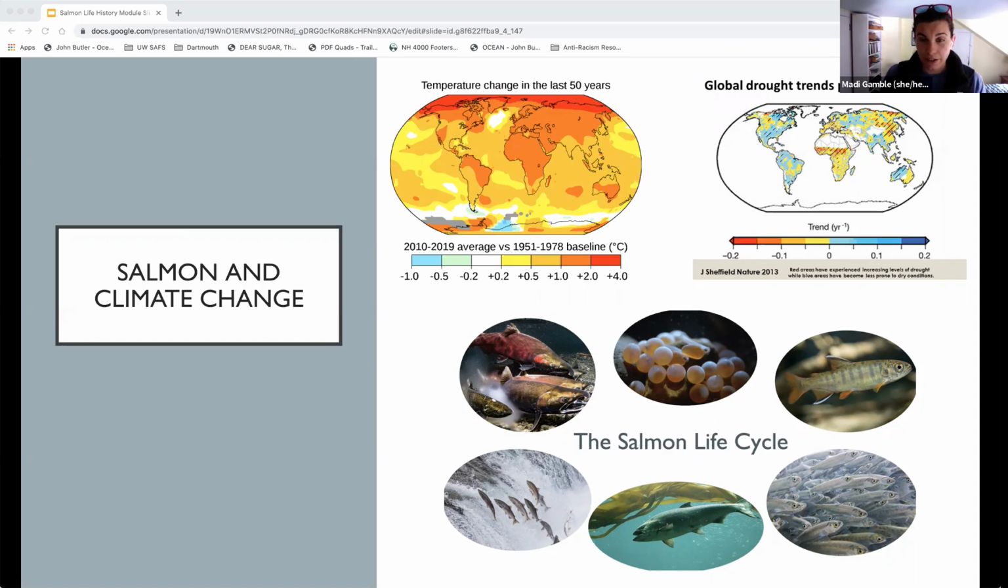Some answers that I came up with include the following. Warmer water will mean faster growth to a point, which will result in fish spending less time in freshwater before migrating to the ocean. If the water becomes too warm before fish migrate to the ocean, the salmon will die before they make it to saltwater at all.